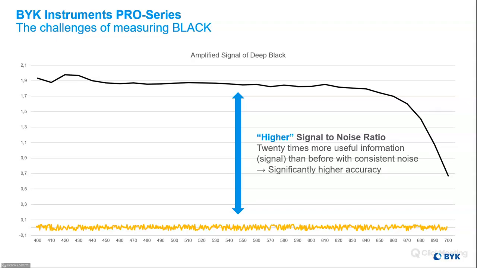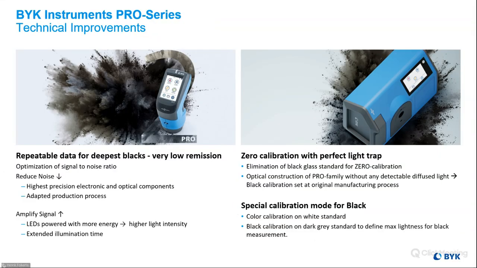And this is only one option. We have to get a better signal. So here, just as an overview, available for measuring color and the deepest black are special models of our instruments.